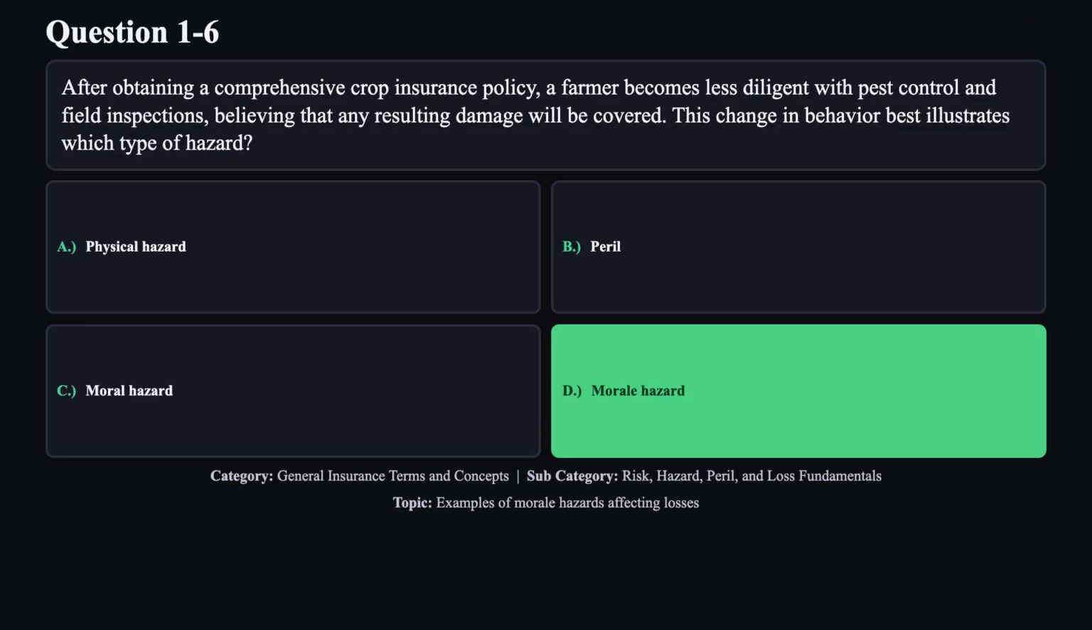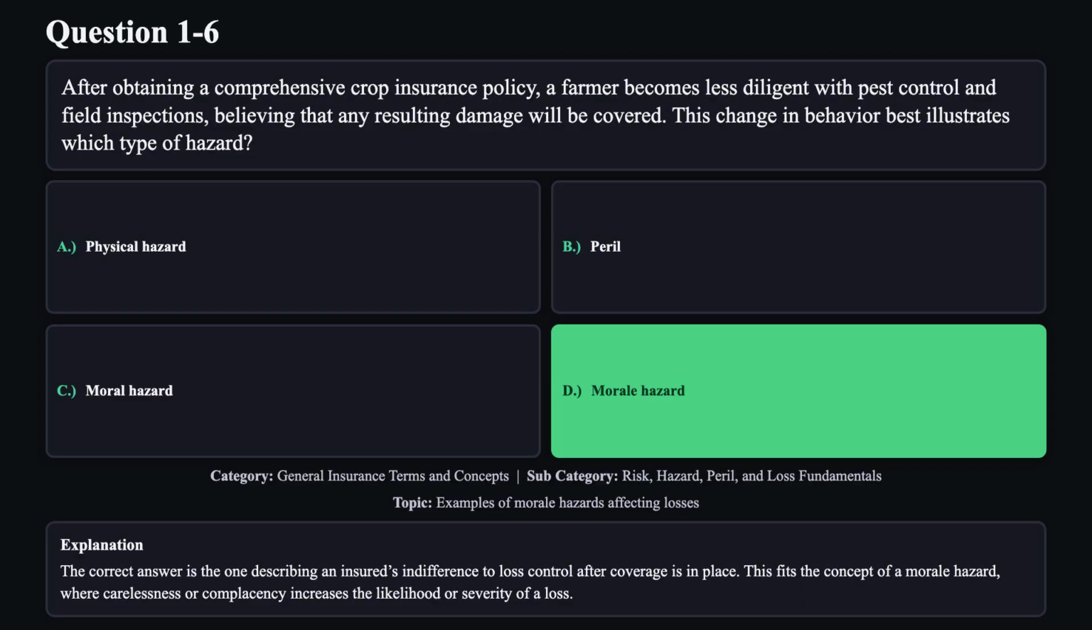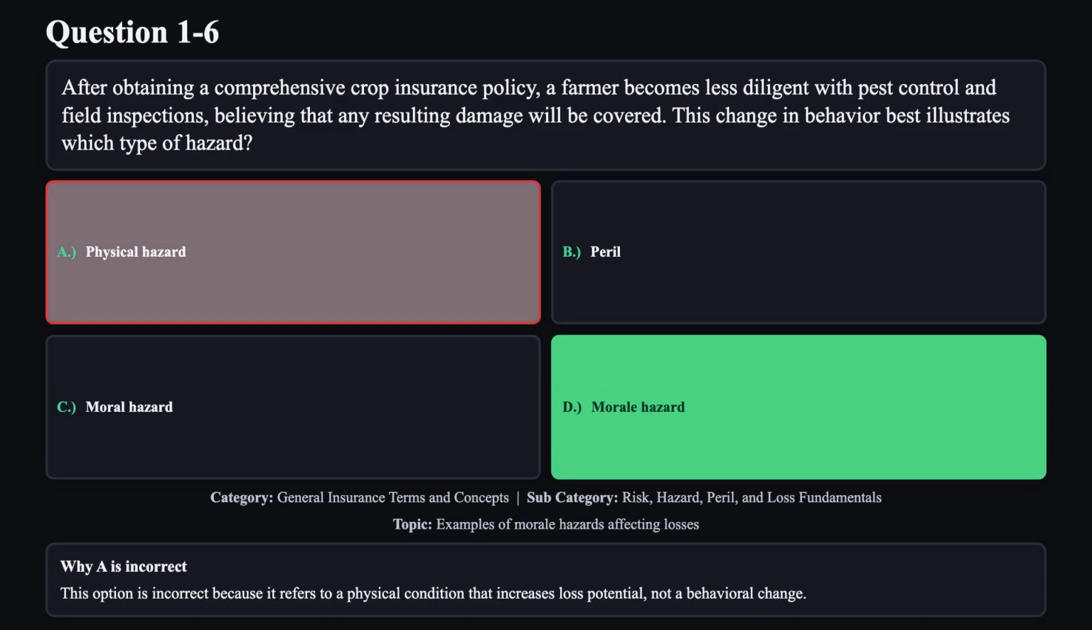The correct answer is D. The correct answer is the one describing an insured's indifference to loss control after coverage is in place. This fits the concept of a moral hazard, where carelessness or complacency increases the likelihood or severity of a loss. Reason A is not correct. This option is incorrect because it refers to a physical condition that increases loss potential, not a behavioral change.